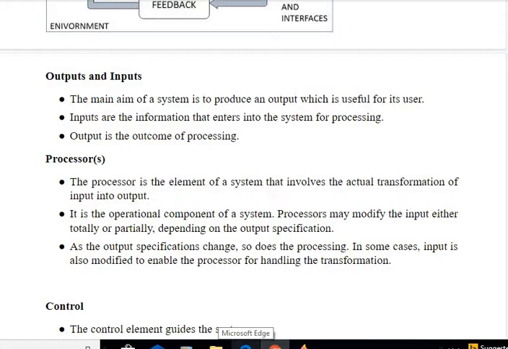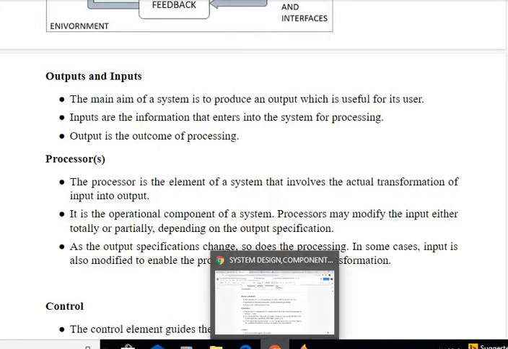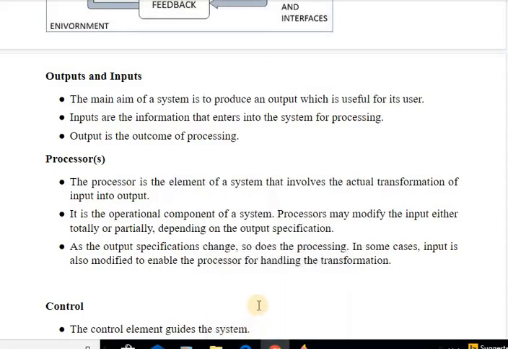If at one time I want to add two numbers, then I need to write a plus b, and at another time I want to divide these two numbers, then I have to change the logic also. The processor will understand that operator as the division operator. So instead of plus we should put the slash operator there.